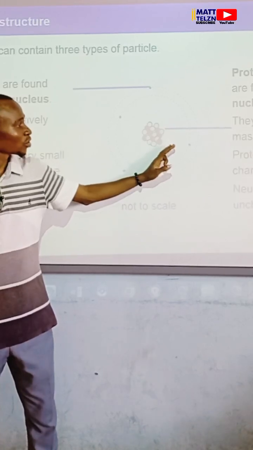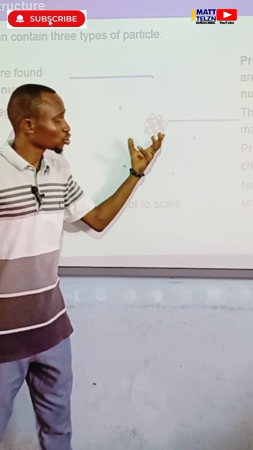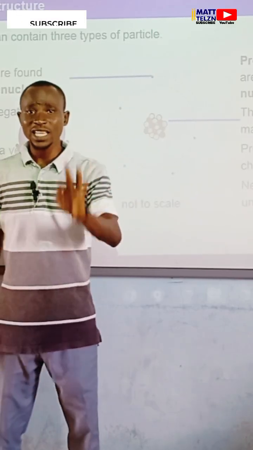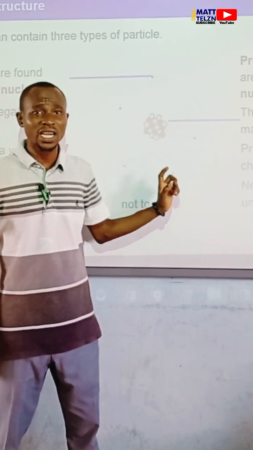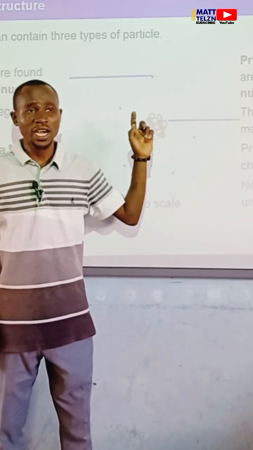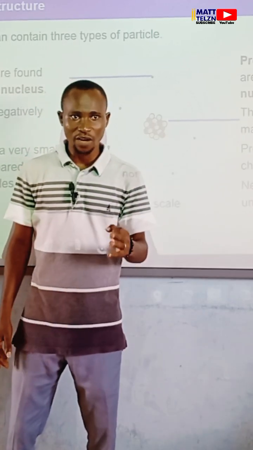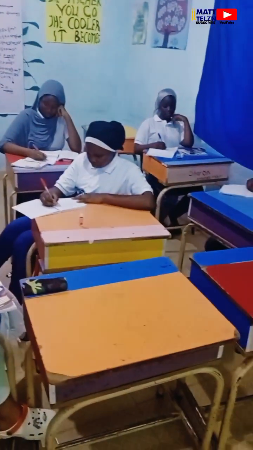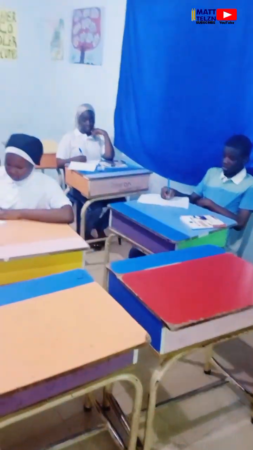Is that clear? So the other thing about the proton and the neutron that you need to know is that they are the type of nucleons because they are found inside the nucleus of an atom. So they are what? They are the type of nucleons that we have. Is that okay? Let's proceed. All protons have the same positive charge.